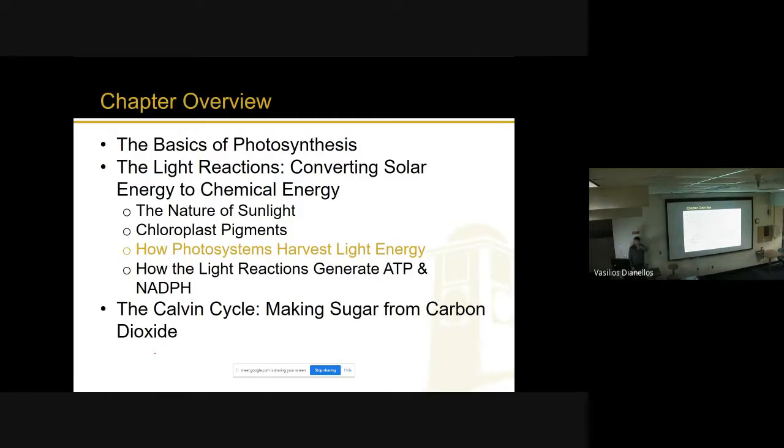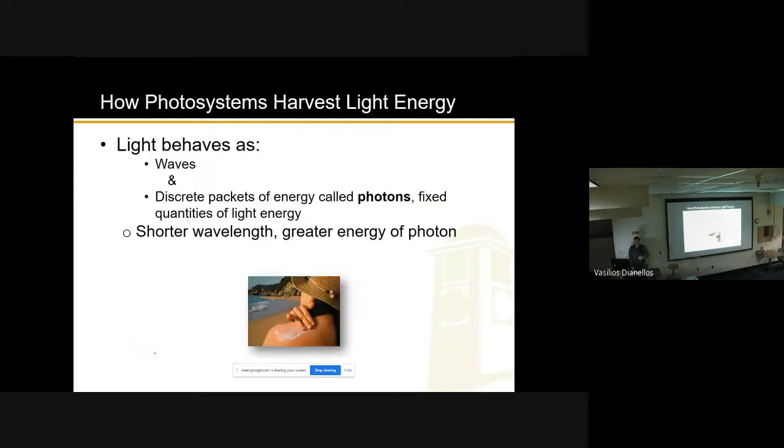All right, let's talk about how the photosystems actually harvest light energy. Like we already said, light behaves as waves, but it also acts as discrete packets of energy, and these discrete packets of energy are called photons. That's what you need to know for the exam on this slide. You need to know what a photon is. When I use the word photon, you need to understand it. It's a fixed quantity of light energy.